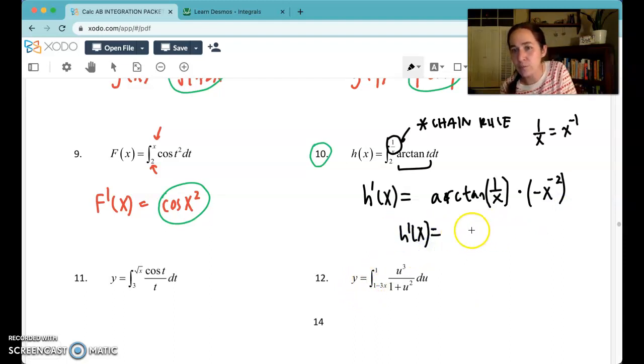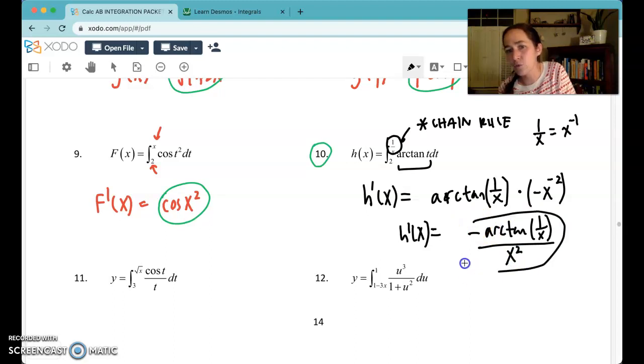The derivative of the original expression will be negative arctangent of 1 over x. How about we swing the x squared to the bottom of the fraction, right? Because it's to a negative 2, so divided by x squared.